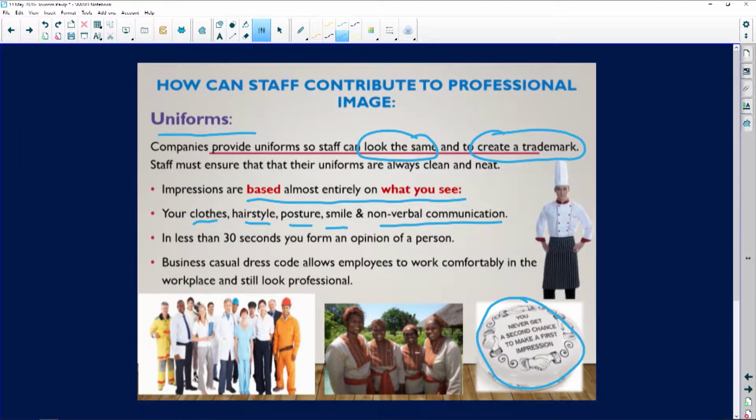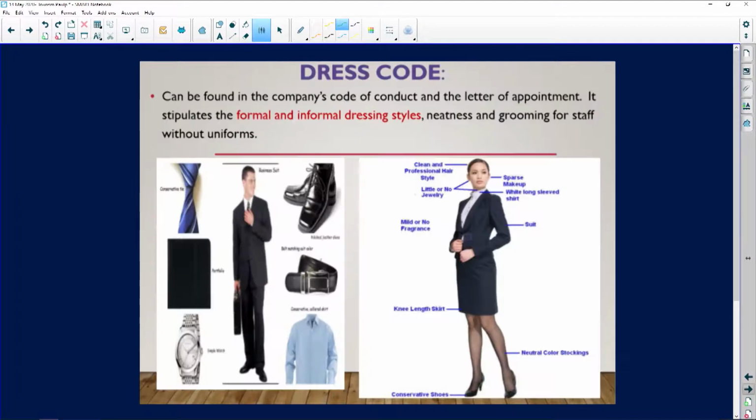So the business, if they have a casual dress policy, will allow their workers to work in a comfortable environment in the workplace, but it's very, very important that the workers must still look professional. So going forward in this chapter, we're going to look at what workers can do from their side to look professional.